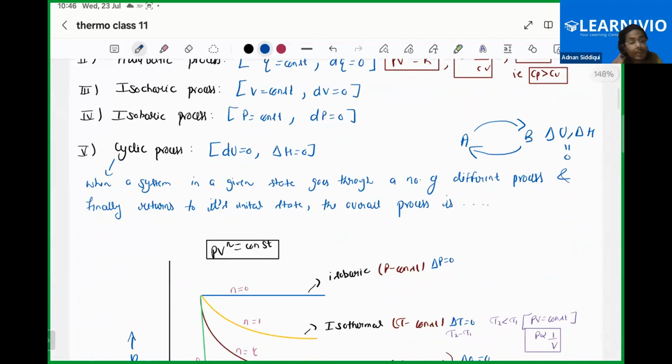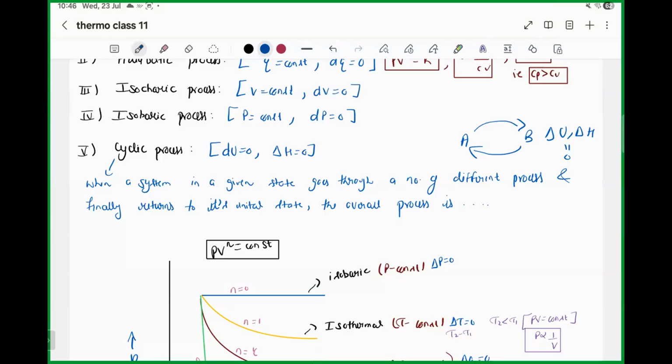So what is a cyclic process? When a system in a given state goes through a number of different processes and finally reaches its initial state, the overall process is a cyclic process. Suppose you started from your home, you went to school, you went to some other place with your friend, and after wandering around the whole day, you reach back at your home. So you are now back to your initial position. This process is a cyclic process.